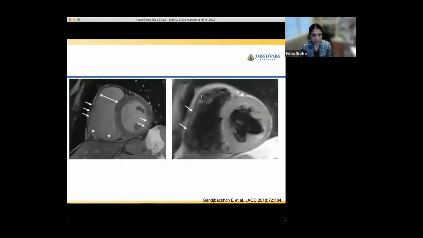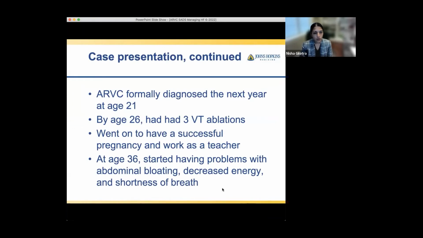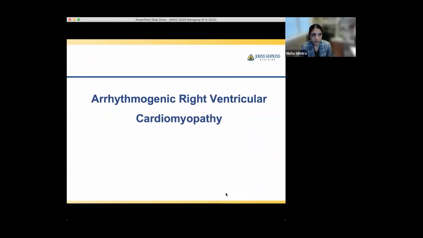This was characteristic imaging on an MRI. This is her right ventricle. You can see some enhancement in the muscle wall and that it's enlarged. And so as she continued through her diagnostic journey, she was formally diagnosed with ARVC the next year. But within 5 years, had recurrent ventricular tachycardias and 3 ablations. But despite that, went on to have a successful pregnancy and work full-time as a teacher. Then 10 years later, at age 36, she started having problems with abdominal bloating, decreased energy, increased fatigue, and shortness of breath. So I'll have you keep this story in mind as we talk through.